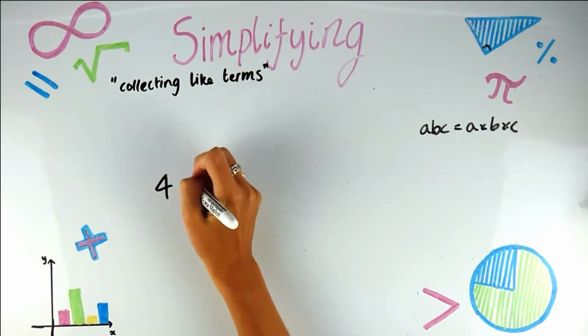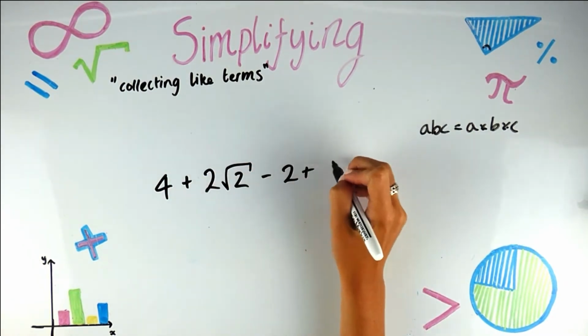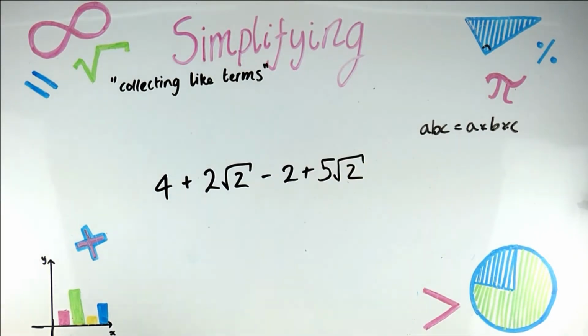If I had 4 plus 2 root 2 minus 2 plus 5 root 2, again, I would do the circling method. I still do this now. It just helps because especially when you've got loads of terms, it can get confusing. And with minus signs, it's literally just the best way.